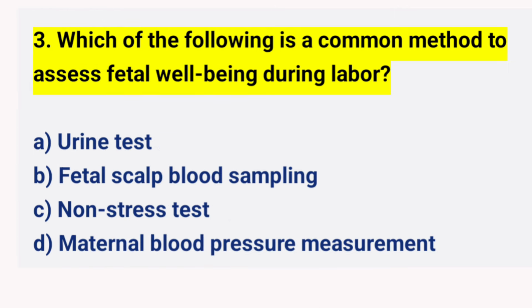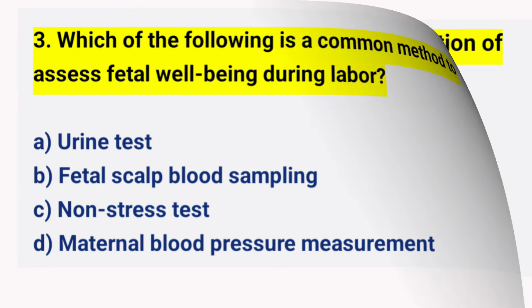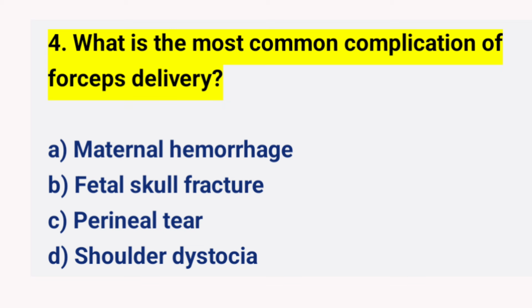Question number 3. Which of the following is a common method to assess fetal well-being during labor? The right answer is option B, fetal scalp blood sampling. Question number 4. What is the most common complication of forceps delivery? The right answer is option B, fetal skull friction.